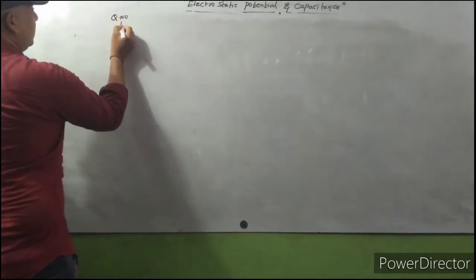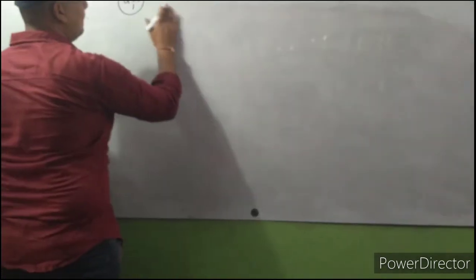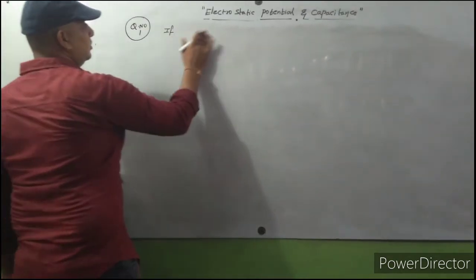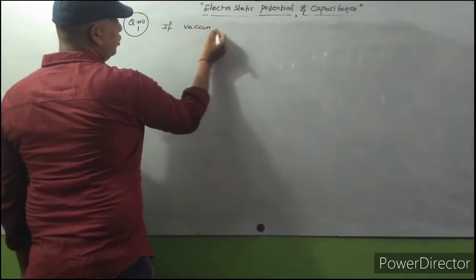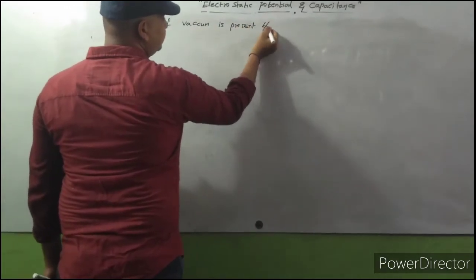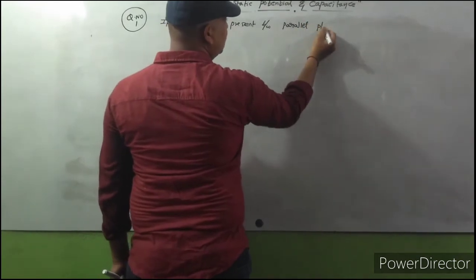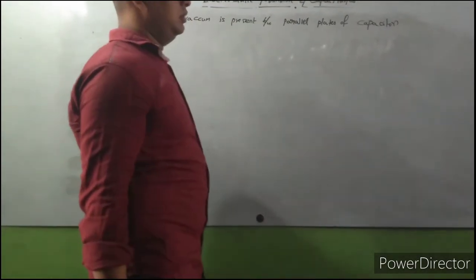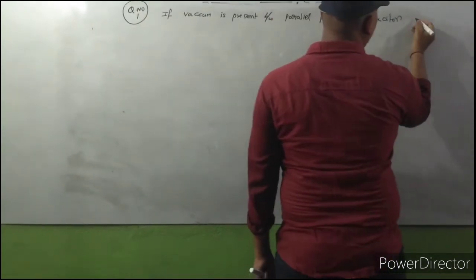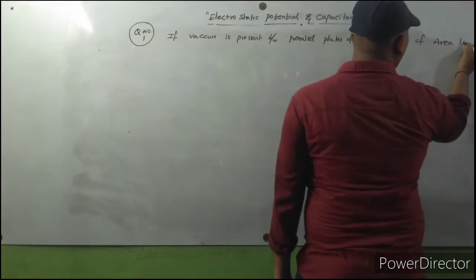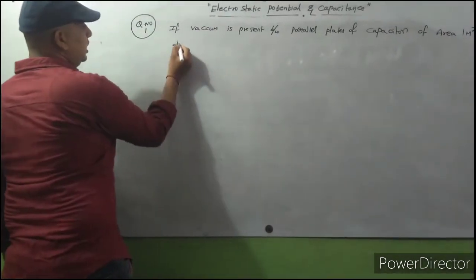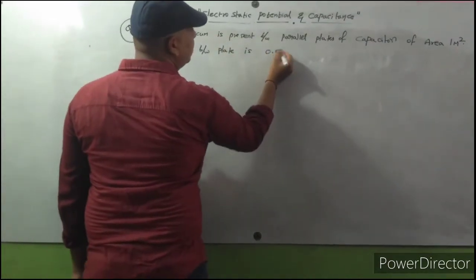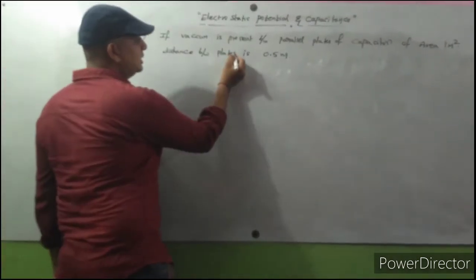Question number 1. If vacuum is present between the parallel plates of a capacitor, the area of the plates is 1 meter square, and the distance between the plates is 0.5 meter.